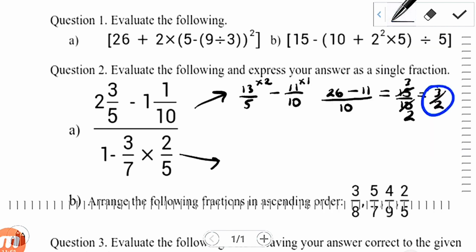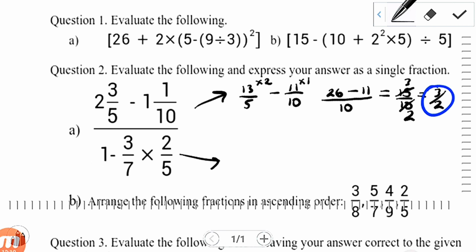Let's go down to the bottom half of this fraction question, and then we're going to be looking at the fact that we need to simplify this combination operation problem here, where we have subtraction and multiplication, and we also have this value here which is 1.